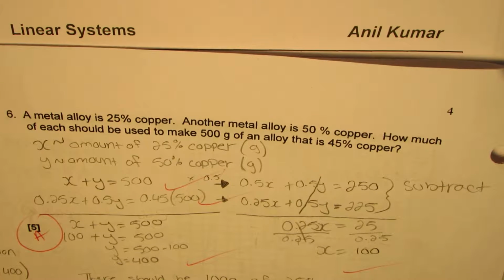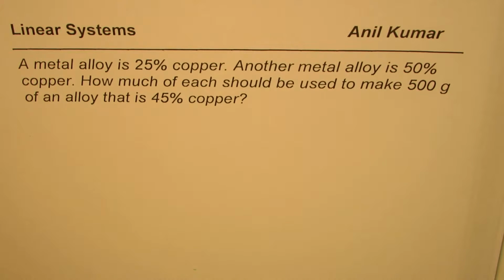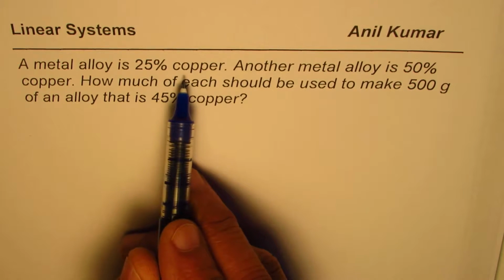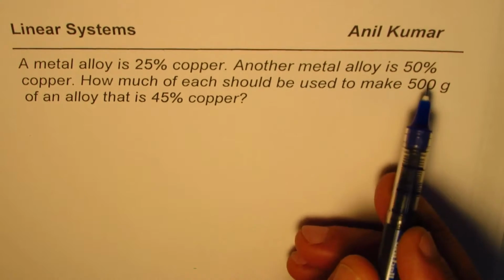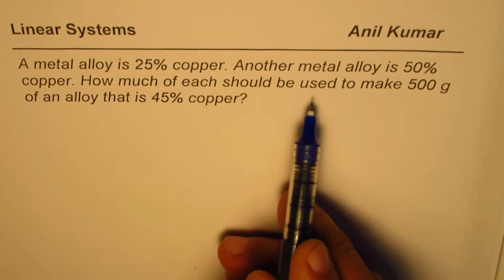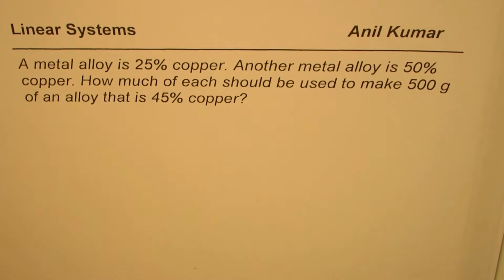Here is one from linear systems. I've copied the question. You can pause the video, copy the question, solve, and then look into my suggestion. The question is, a metal alloy is 25% copper, another metal alloy is 50% copper. How much of each should be used to make 500 grams of an alloy that is 45% copper?